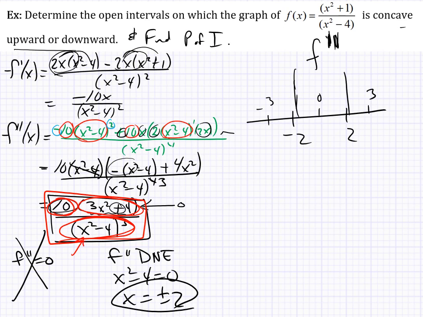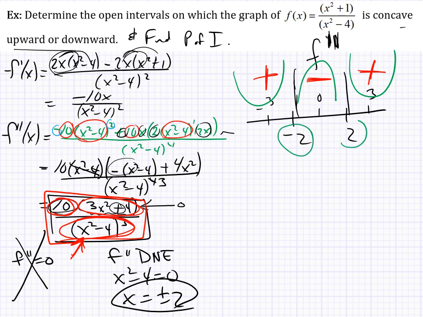If I plug -3 in here, I'm going to get 9 minus 4, positive. If I plug 0 in here, I'm going to get 0 minus 4, which is negative. And if I plug 3 in again, I'm going to get a positive. So that tells me concave up, concave down, concave up. As far as points of inflection goes, these two could be possible points of inflection, as long as they are points on the original function.